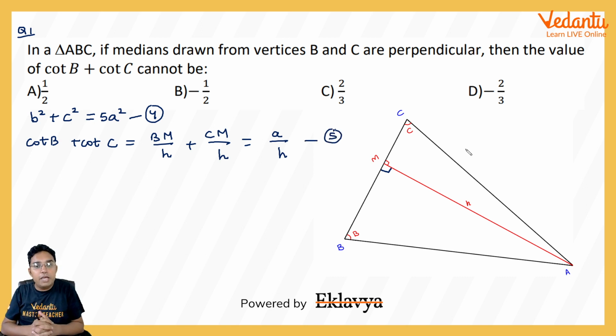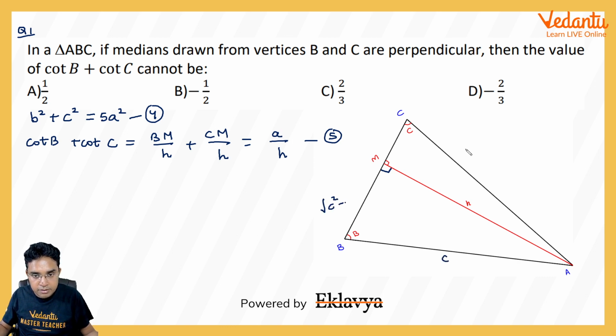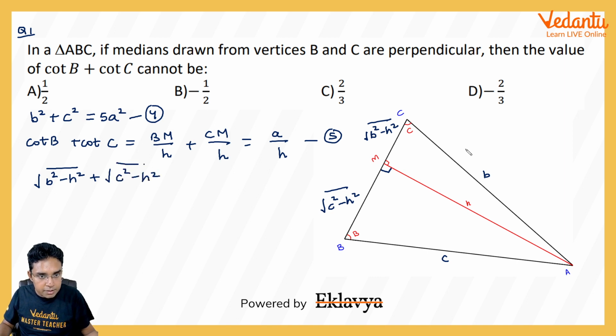So basically we have to check what this a upon h could be, and to do this, I will use this BM length, which is actually, if this side is c here, I can call this root over c square minus h square, and if this length is b, then the CM length will be root over b square minus h square. So I can write that root b square minus h square plus root c square minus h square is actually equal to a.